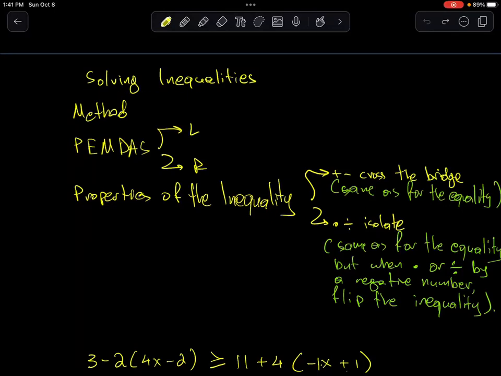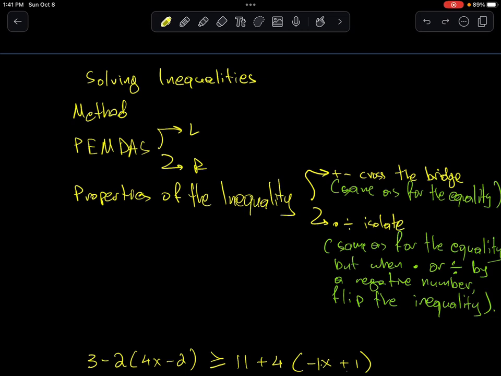Solving inequalities. There is a method. We start by doing PEMDAS, and in particular we're doing PEMDAS to the left and PEMDAS to the right. Then we continue by applying the properties of the equality, and in particular we apply the addition and subtraction properties of the inequality to cross the bridge, which are the same as the properties of the equality, meaning whatever you do to one side you do to the other side.